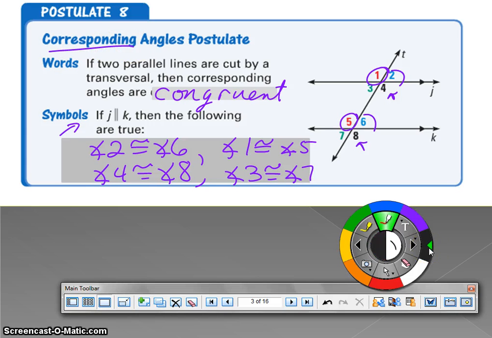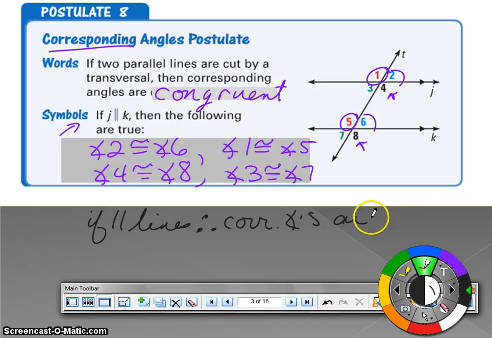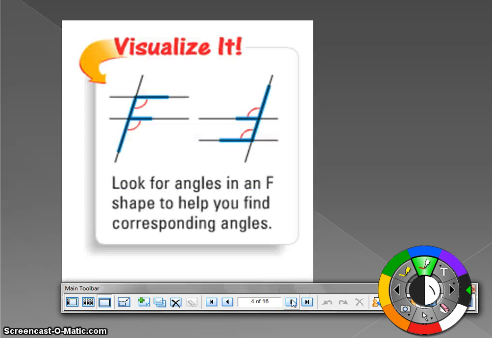Okay, we can write that kind of in short form. If parallel lines, then or therefore corresponding angles are congruent. That's short form of that theorem. Remember, you guys can pause this at any time if you need to go back and look at something or rewind it. Visualize it. So this is just kind of something to look at.